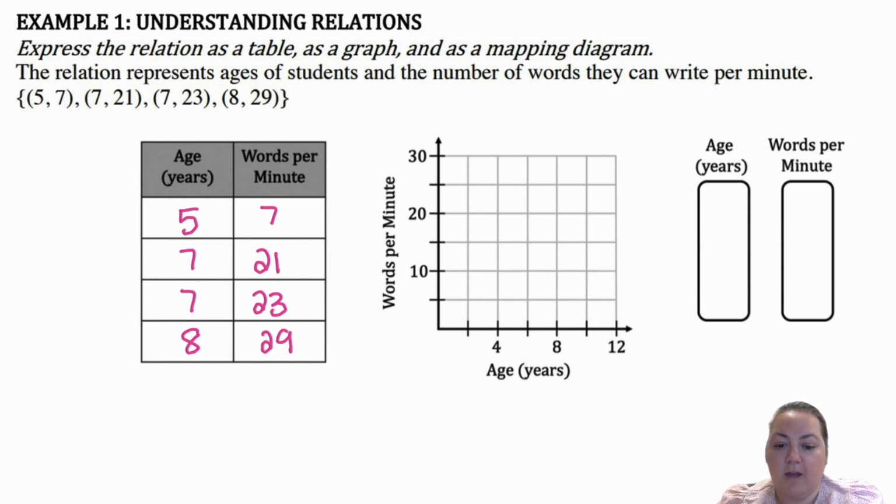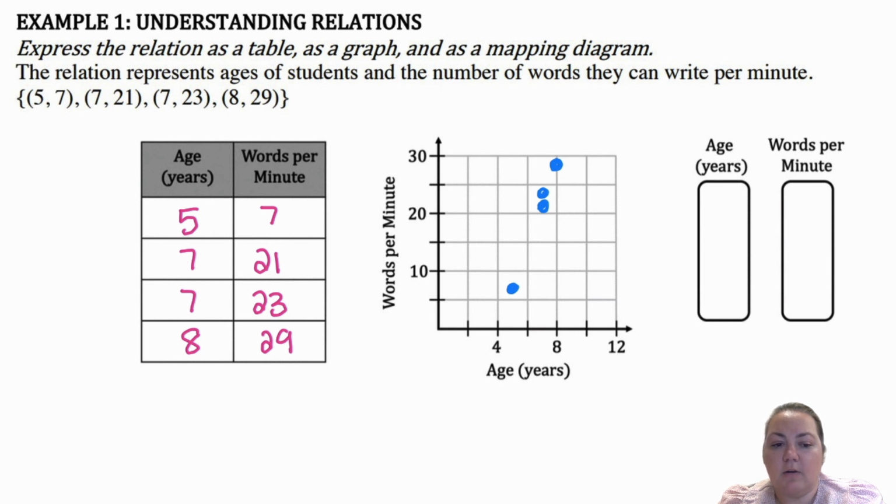So my ordered pair 5, 7, I'm going to go on the x-axis to 5, the y-axis to 7, so 5 years old and 7 words per minute. Then I'm going to have 7 years old and 21 words per minute, 7 years old and 23 words per minute, 8 years old and 29 words per minute. So that's on a graph.